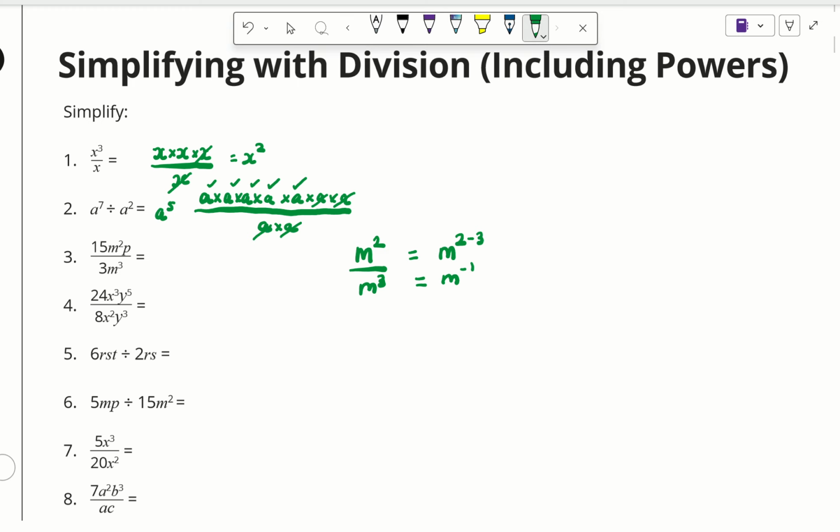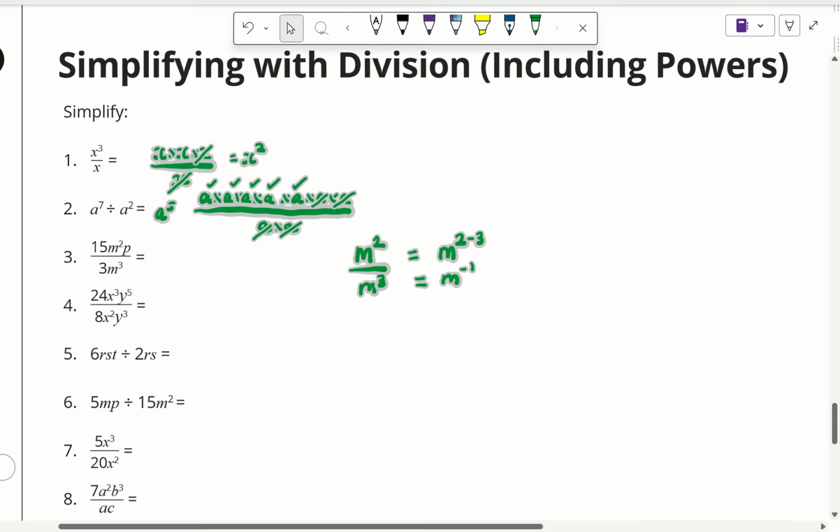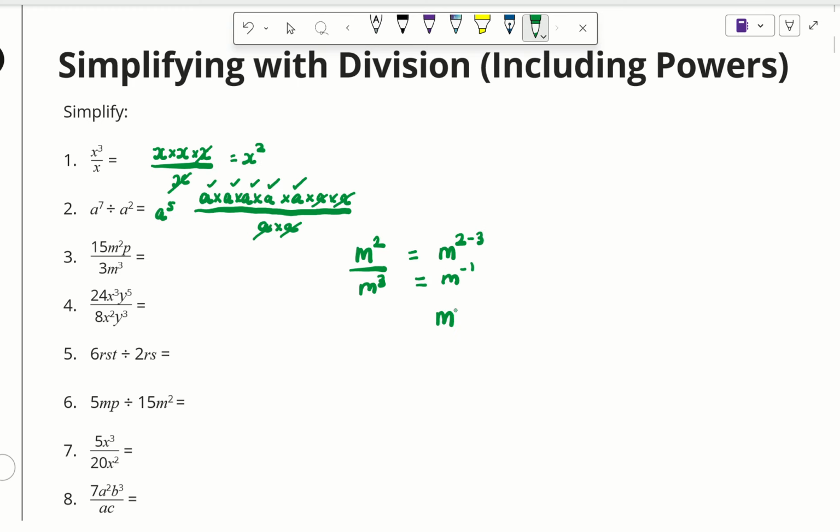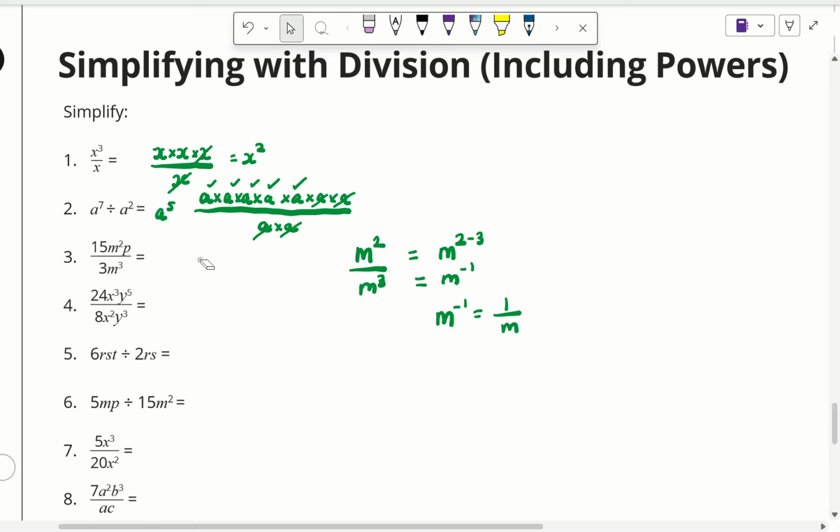Now, it's interesting. If I got m to the power of negative 1, we can change m to the power of negative 1 to 1 over m. Okay? So it's worth noting, if you've got m cubed on the bottom and m squared on the top, that's going to be m to the power of negative 1, or that's going to be an m on the bottom.